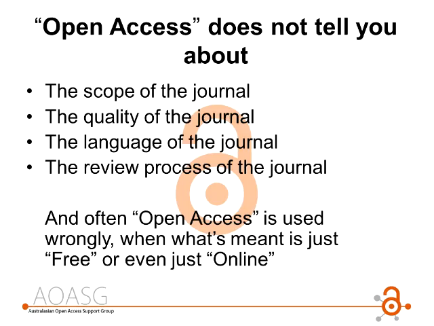What open access doesn't tell you about is the scope of the journal. That seems fairly obvious, but you might find people being confused about it, in particular with regard to what I'll come on to later, the mega journals. It doesn't tell you about the quality of the journal, so you can have great open access journals, and you can have poor ones, and you can have great subscription journals and poor subscription journals, and things such as the language or the review process.